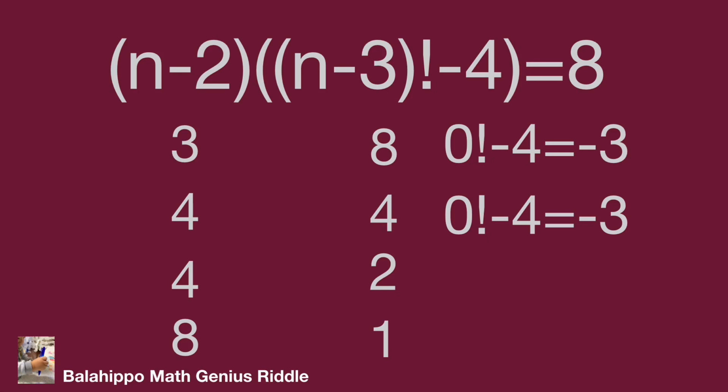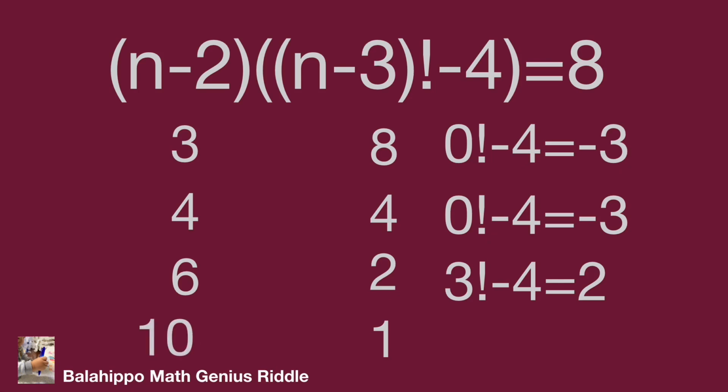When n−2 equals 4, we get n equals 6. Substitute n by 6 into the expression: (6−3)! − 4 equals 3! − 4 equals 6 − 4 equals 2. It is the same as the required result, 2. It is the answer. When n−2 equals 8, n equals 10, then check the expression (10−3)! − 4 equals 7! − 4, not equal to 1. It is not the answer. So the value of n is 6.